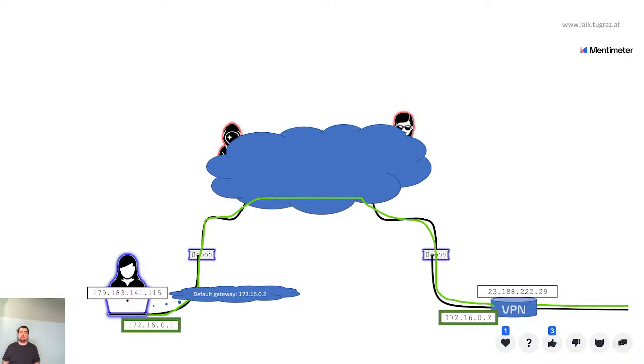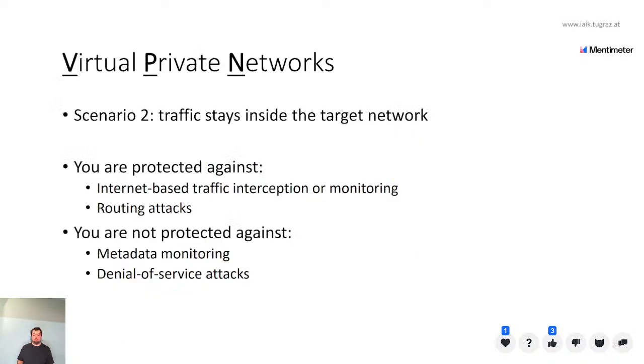It doesn't ever leave. So we are reasonably sure that at that point there is no attacker in the network anymore. Or if there is, we probably have a problem. So yeah, that is scenario 2. The traffic stays internal to the target, which does actually protect you against all the internet-based stuff. It protects you against any form of internet-based traffic interception or monitoring, assuming that your cryptography at the VPN level is good, which is what we're assuming here.